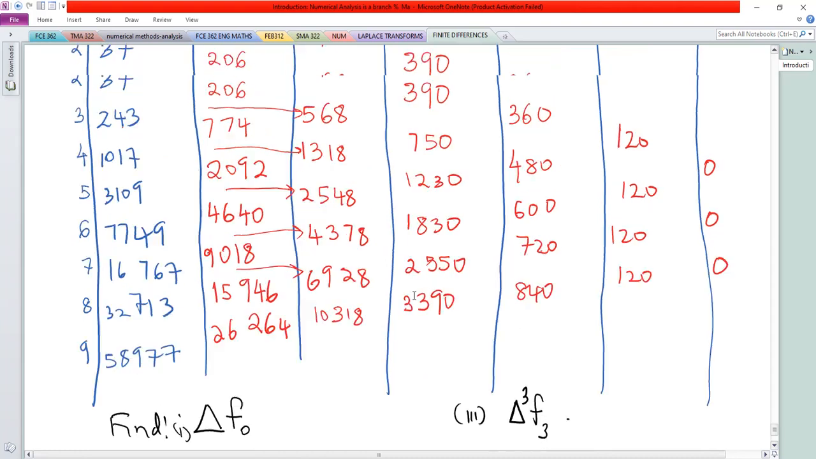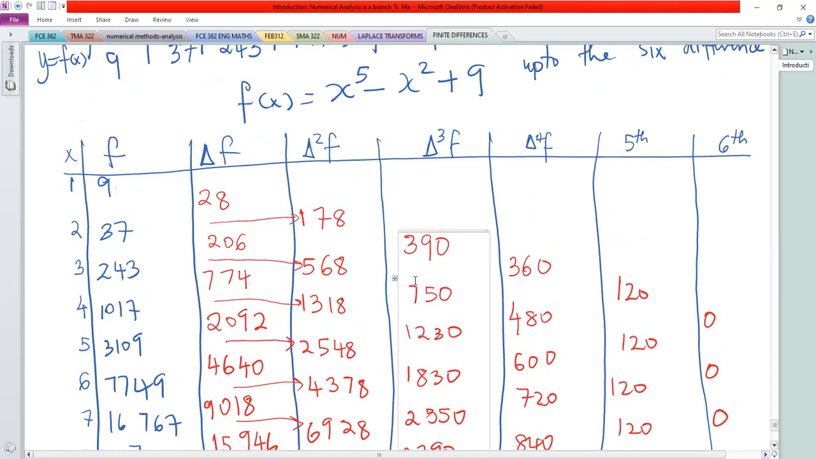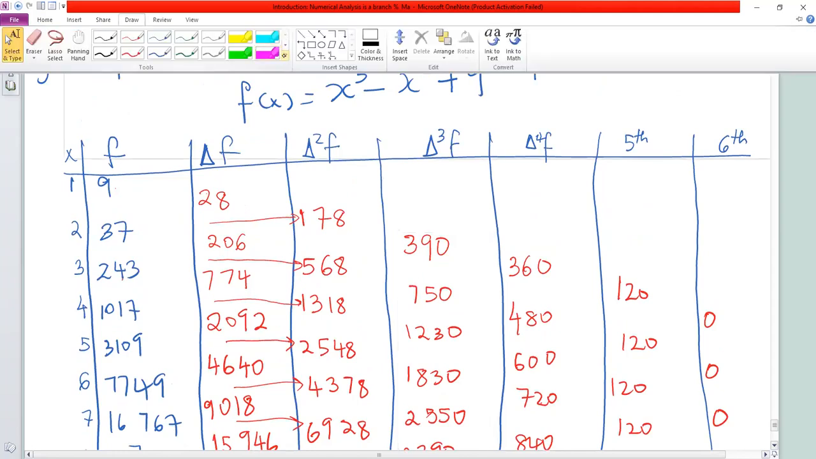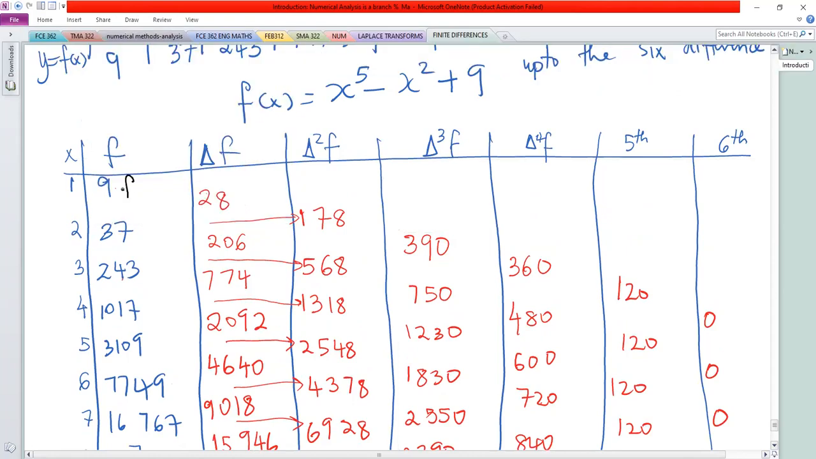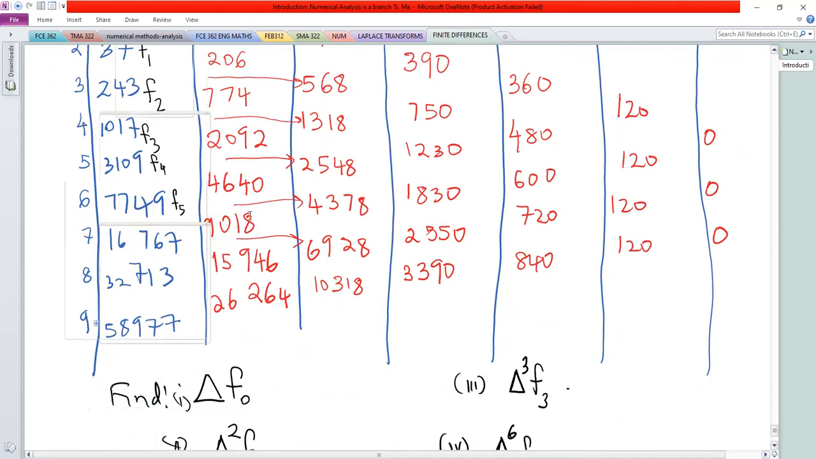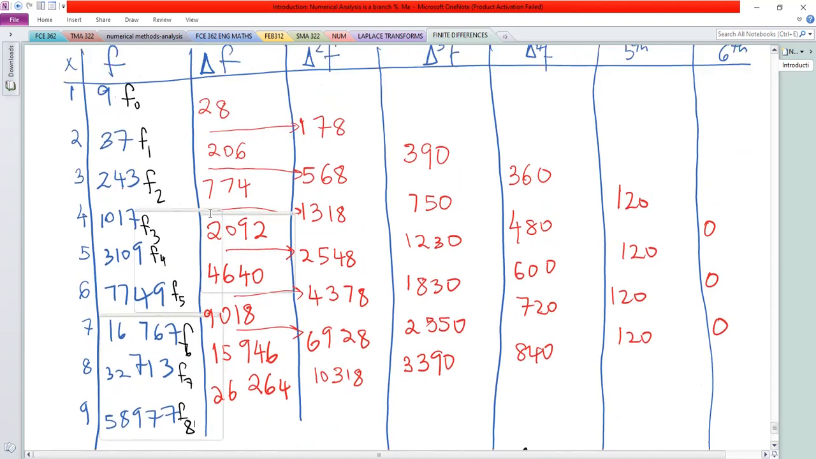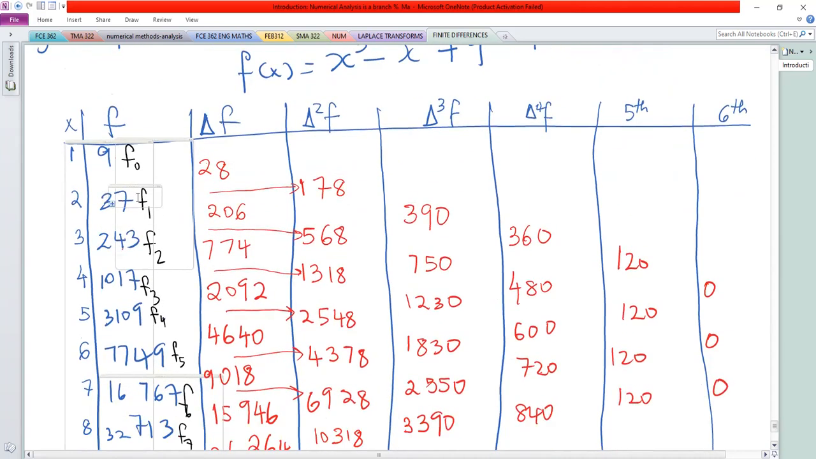Now, to do this, just remember, if you are to relate this one to the general difference table, then this value is what you call F naught. This is what you call F one, F two, F three, F four, F five, and then F six, F seven, and this would be F eight. Unless they specify a different notation, the first value of the function is what you call F naught.